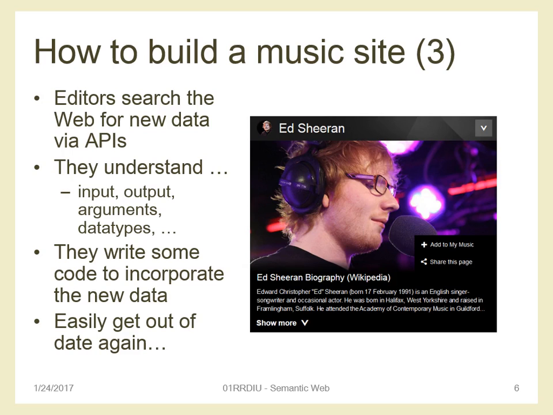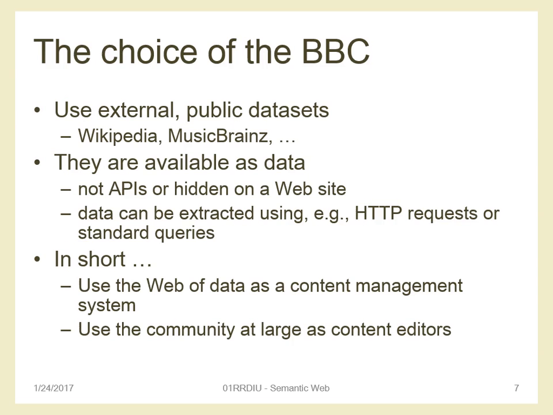But again, you have to understand the format of this data and write code to incorporate the new data. So again, if you don't run this program frequently or you don't adapt to changes in the data format of other databases, you are out of date very soon. So the solution found by the BBC, this huge organization, is to use external public data sets. So data are already available, for example, on Wikipedia, which has a database behind it called DBpedia, that is, let's say, in a format of triplets that we will see soon, that has lots of information taken from Wikipedia.